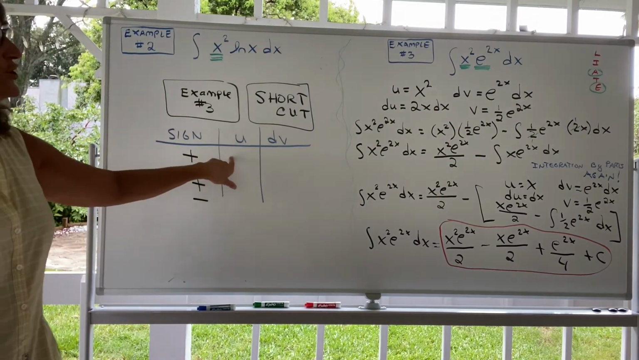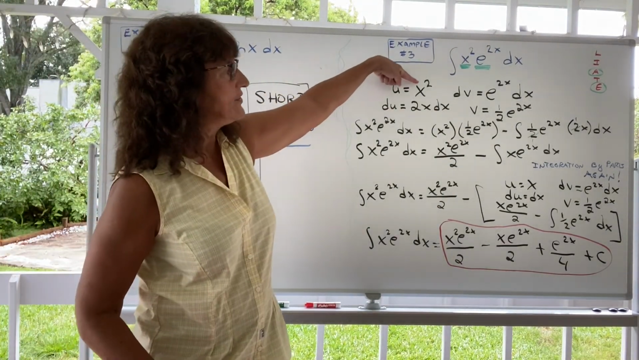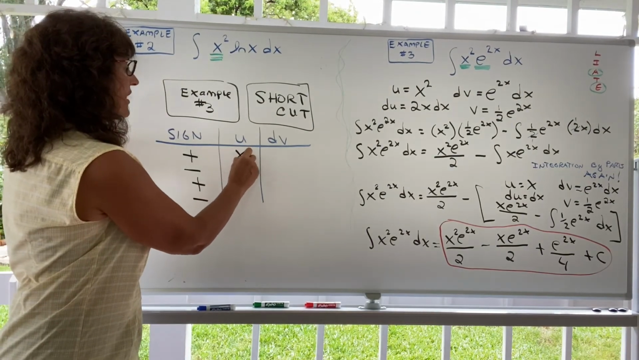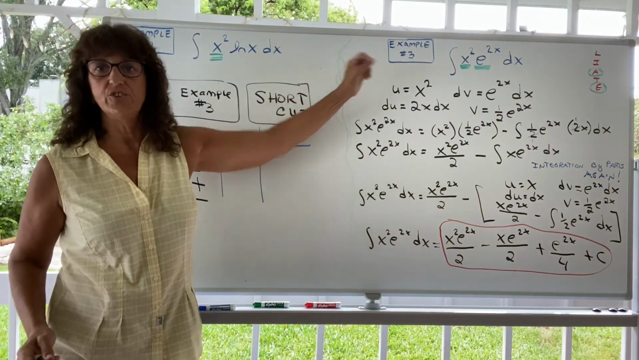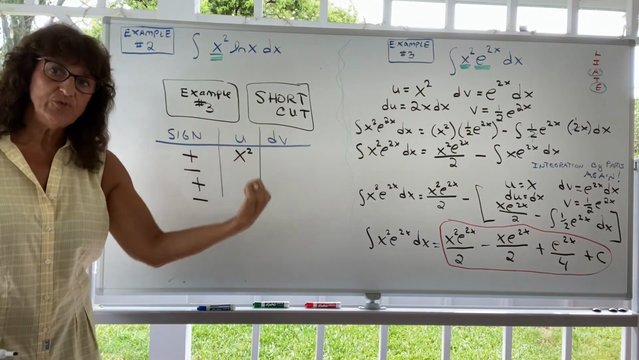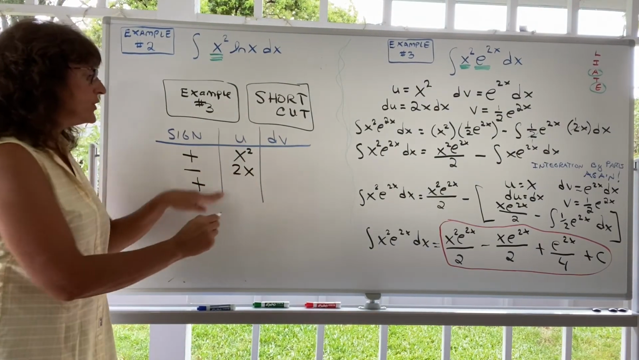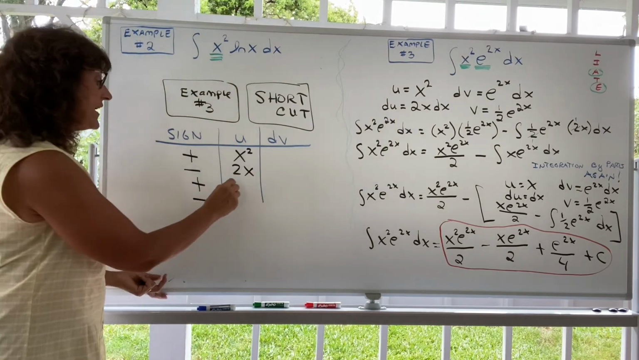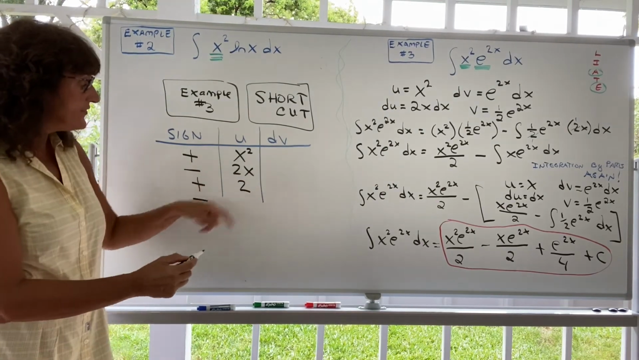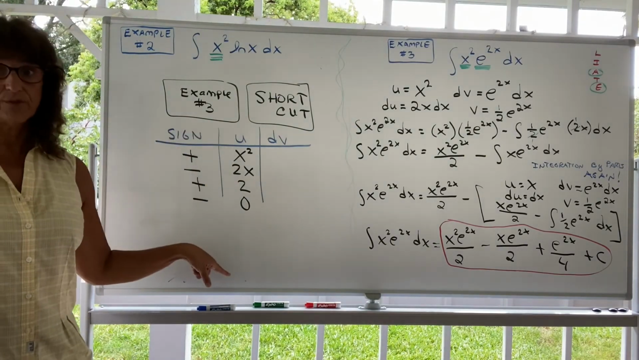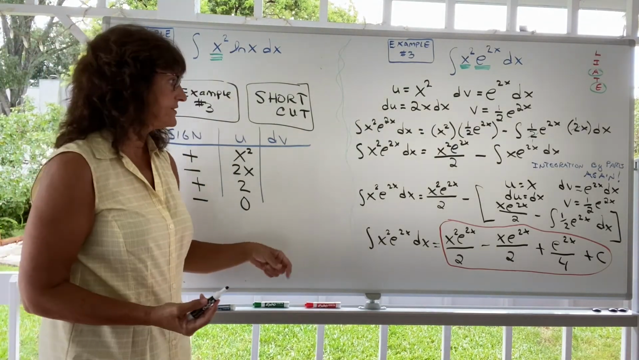Okay, our U column is x squared. Okay, so we're going to put x squared in our U column. That's where we started. And what do we want to do with our U column? We want to differentiate. Derivative of x squared is 2x. Okay, we want to find the derivative of 2x is 2, and then derivative of a constant is 0. Okay, so you see, it does converge to 0. This is going to work very beautifully.